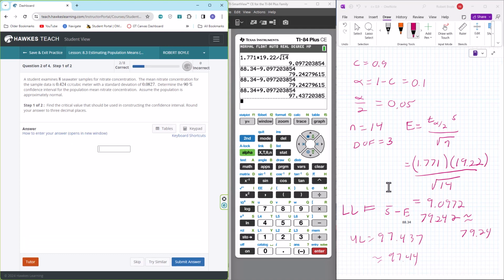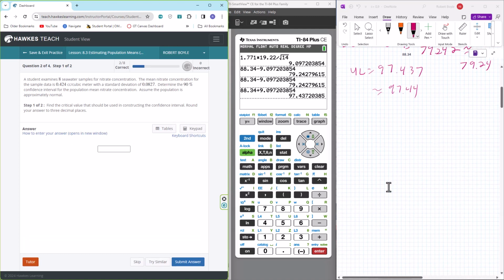And the next problem, we have a student examines 8 seawater samples for nitrate concentration. So N is going to be equal to 8. The mean nitrate concentration for the sample data, that's going to be X bar, is 0.424, and the standard deviation, that's the sample standard deviation, is 0.0827. Okay, we want to find a 90% confidence interval. So C is equal to 0.9.